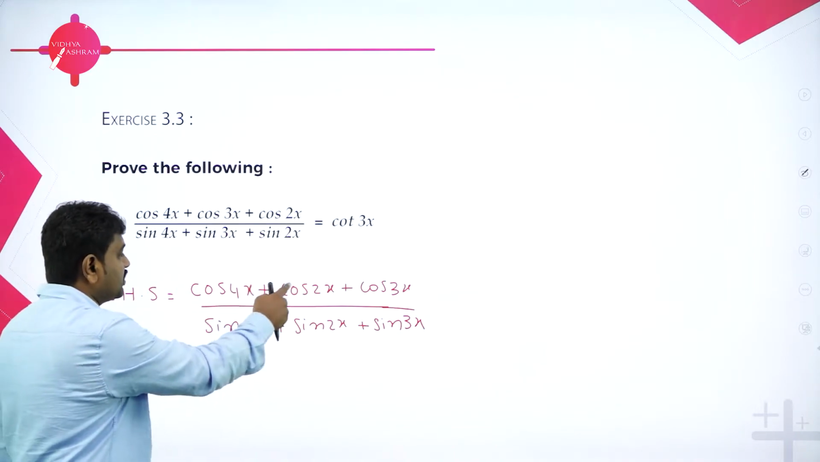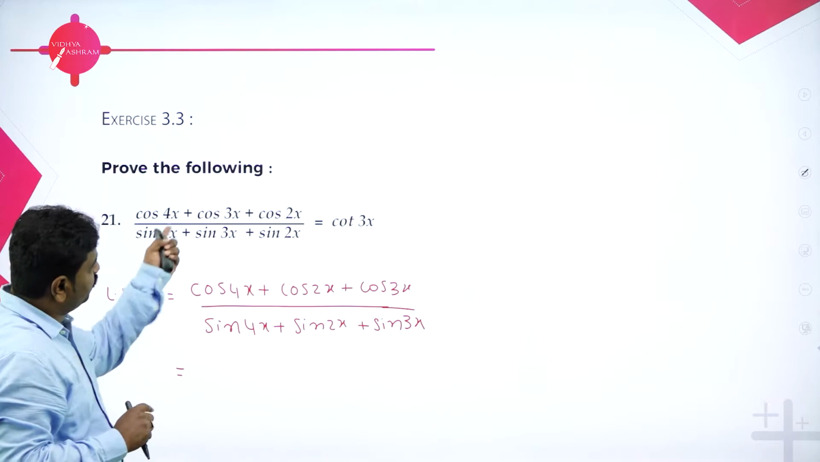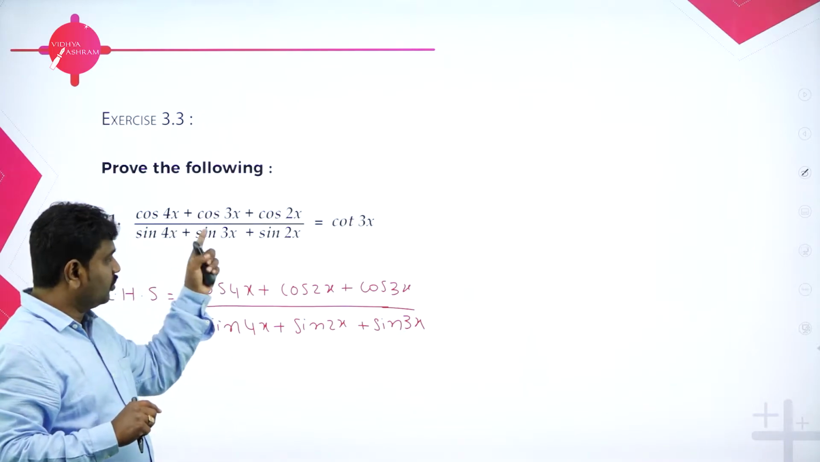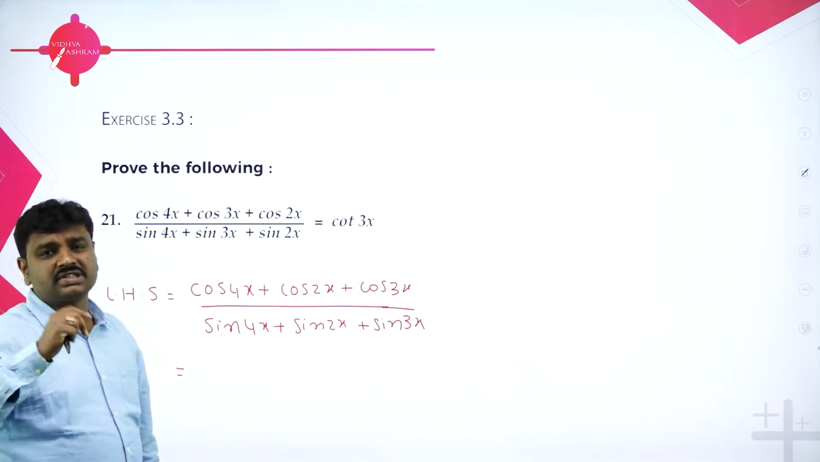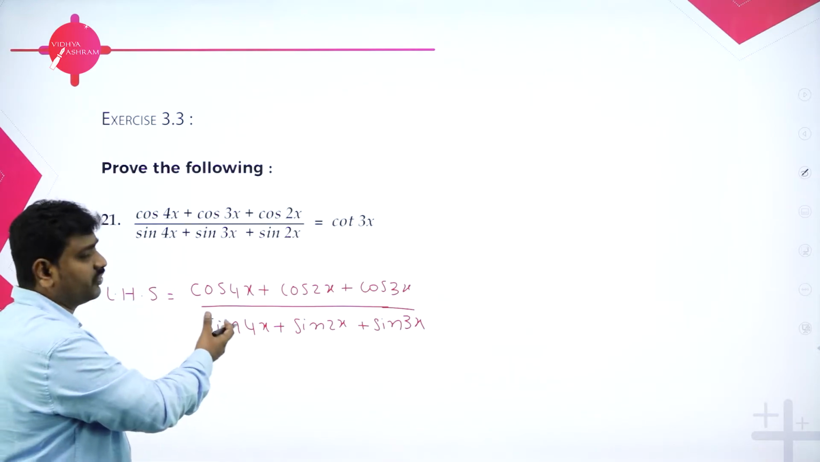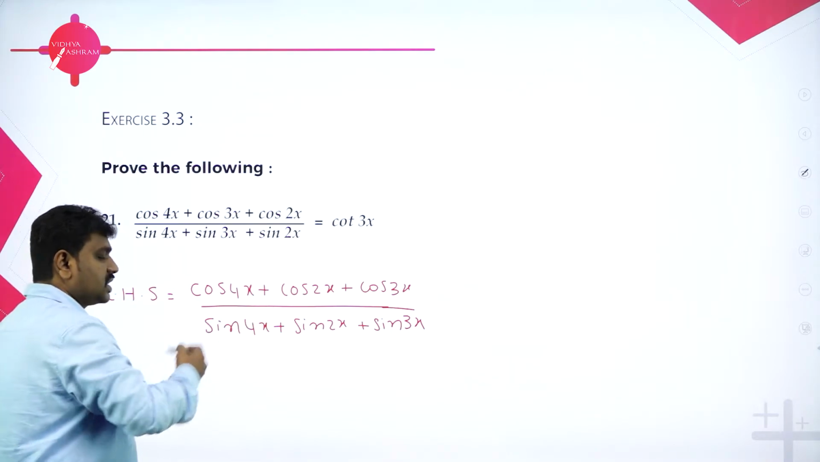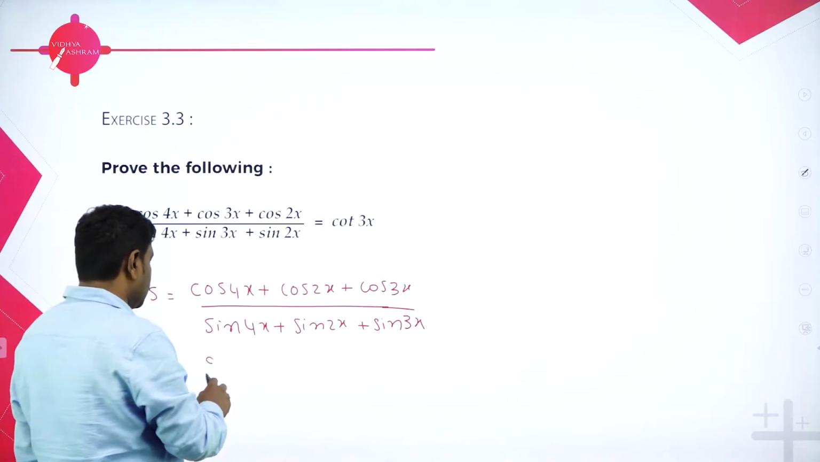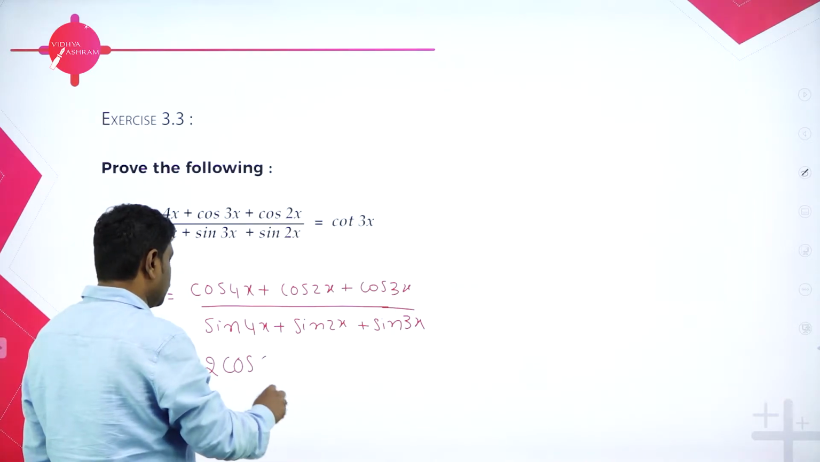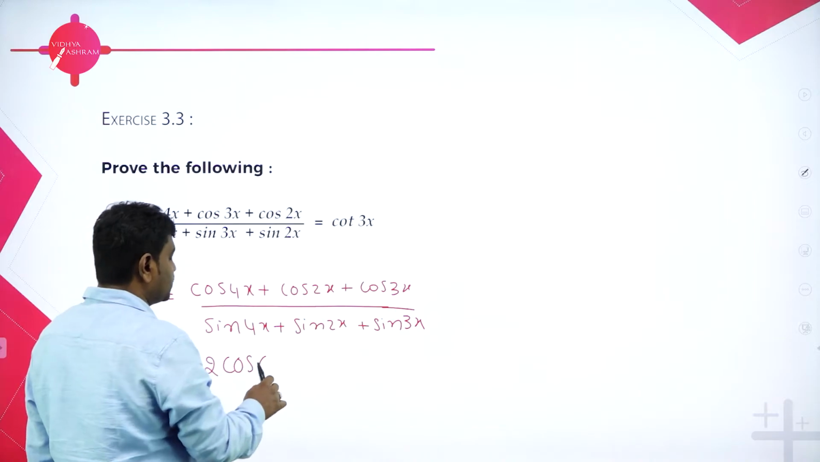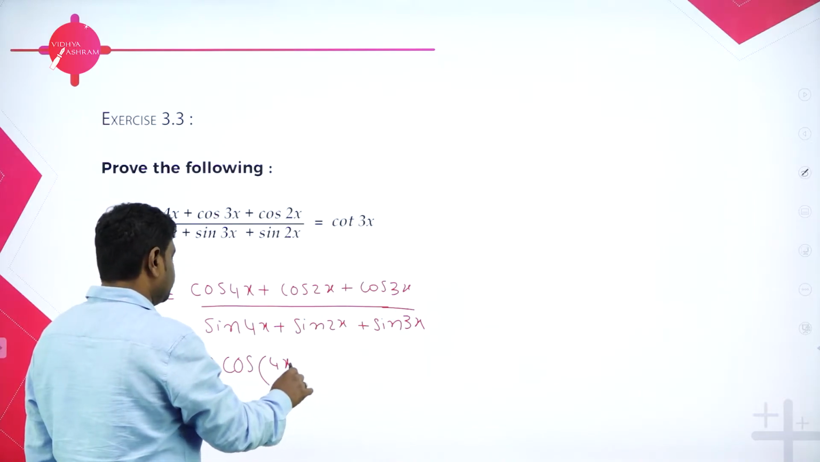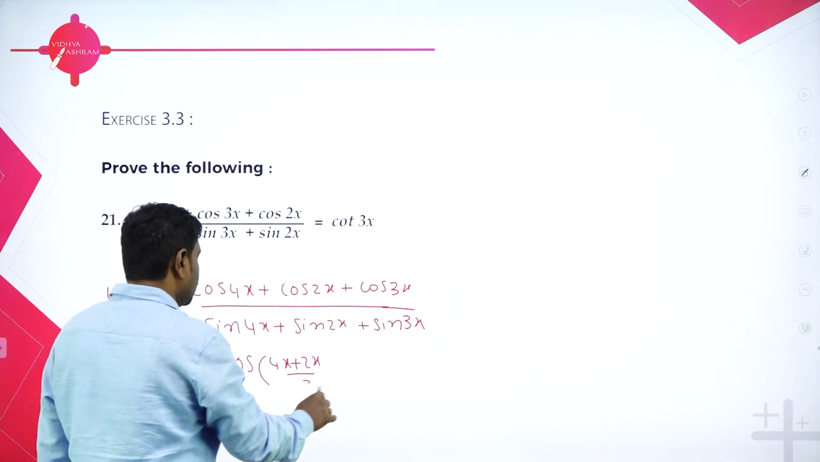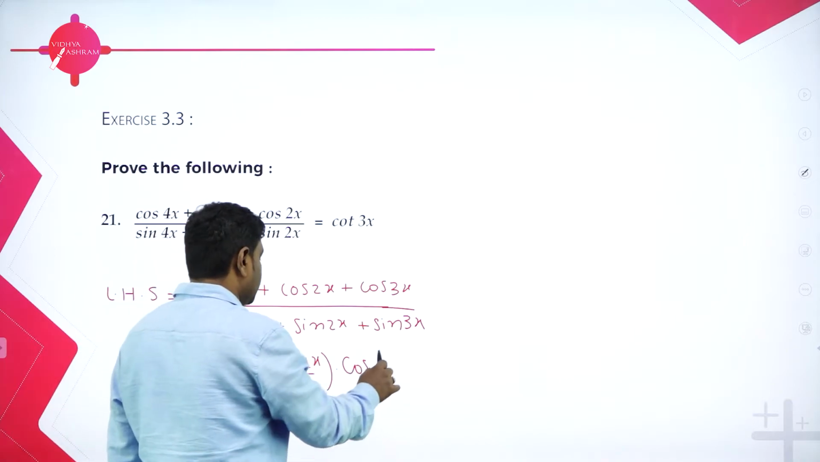So now cos C plus cos D. However, if you do it as it is, you'll also get the answer, but it takes a lot of time. So group it first. Now, what is cos C plus cos D? Cos C plus cos D is 2 cos C plus D by 2 into cos C minus D by 2. So 2 cos (4x plus 2x) by 2 into cos (4x minus 2x) by 2.